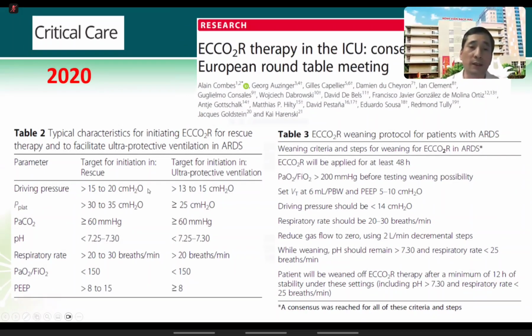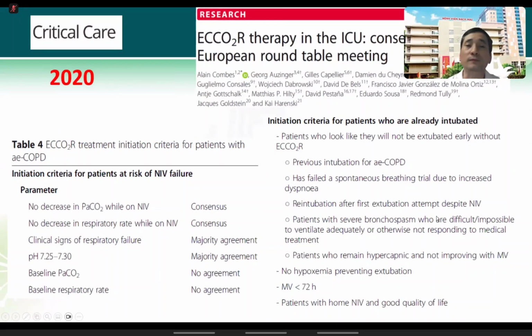And another recommendation is the target for initiation, rescue, and the target for initiation of ultra-protective ventilation. Of course, they have some numbers for you to try to remember. But basically, they are even going lower than that. In this ultra-protective ventilation, they go from 15 to 30. And for weaning, they also recommend something like this. You can see it here, but you can look later when you have time.